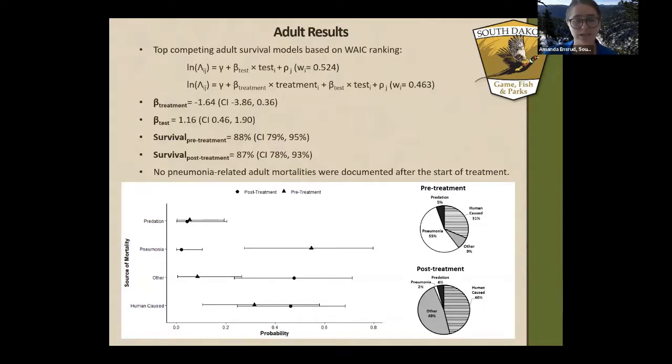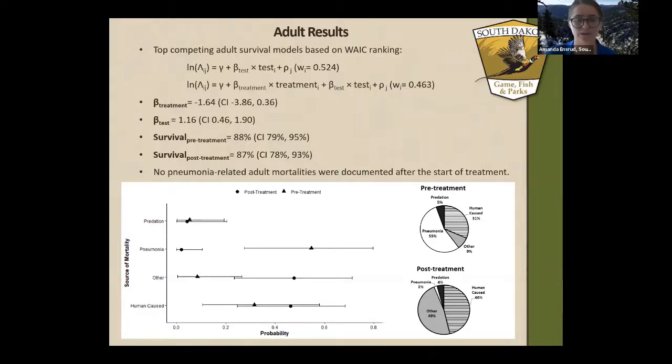So we had two competing top models here. The first model had log unit cumulative hazard rate, beta test, and the week effect, with a model weight of 0.524. The second competing model was log unit cumulative hazard rate, beta test, beta treatment, and the week effect, with a model weight of 0.463.